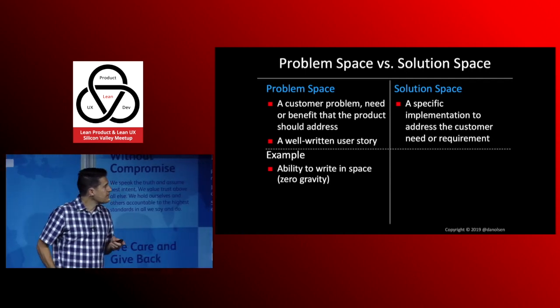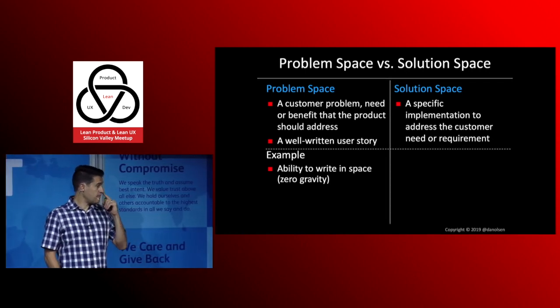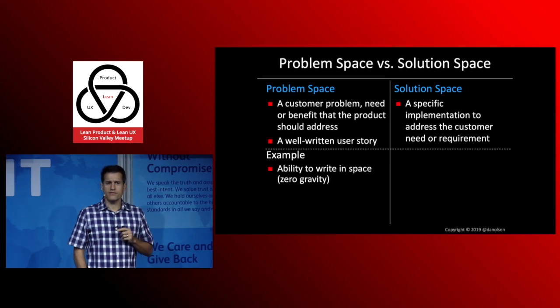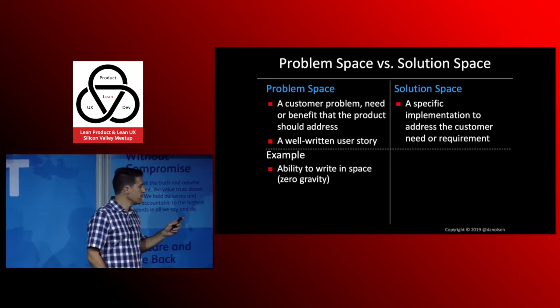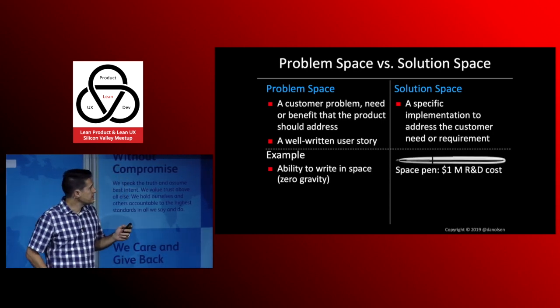It wasn't NASA, but one of NASA's contractors, the head of that company, said, you know what? I think we can invent a pen that writes in space. And NASA didn't ask him to do it, but he went off and spent $1 million of his own money, and he invented a space pen.